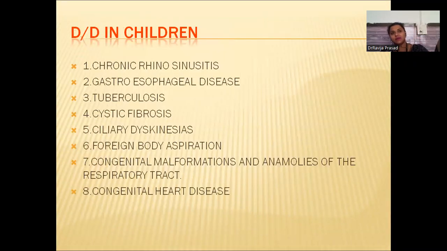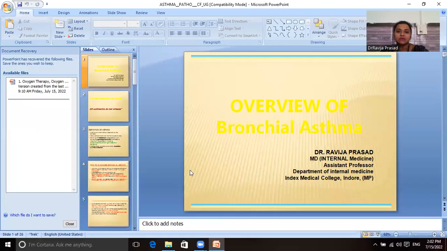Now, these are the differential diagnoses which we can think of in adults. Now, in children, we can think of chronic sinusitis, then gastroesophageal disease, then tuberculosis, cystic fibrosis, ciliary dyskinesia, foreign body aspiration, congenital malformations and anomalies of the respiratory tract, then congenital heart diseases. So these are the things we can really see in the patient.